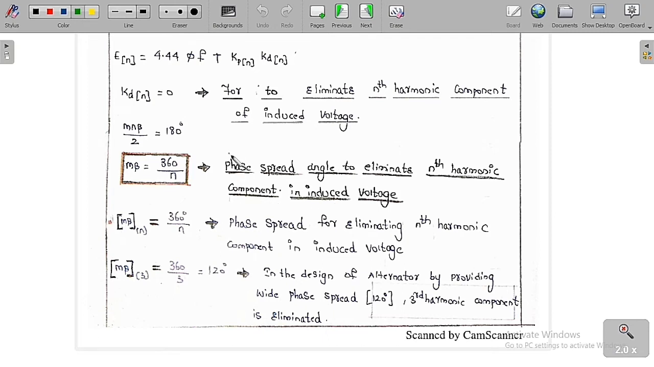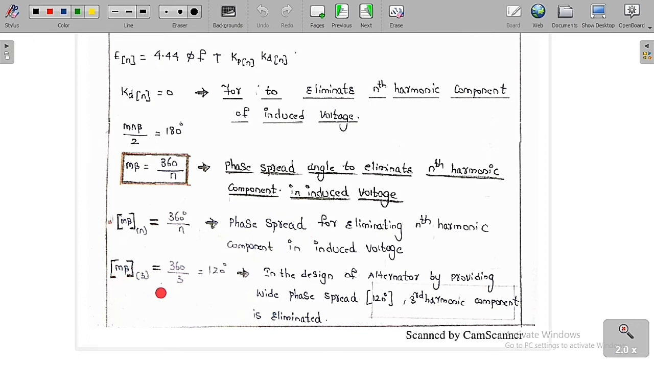So this much phase spread is required for one phase under one pole if you want to remove that corresponding harmonic voltage. This much phase spread is required under the distributed winding if you want to eliminate that harmonic, because it is going to induce voltage. Because of that, the alternator will not have a pure sinusoidal voltage. If you remove this, then only we are going to get a pure fundamental, or simply a pure sinusoidal. So this much phase spread under one pole per phase is required to eliminate that harmonic.